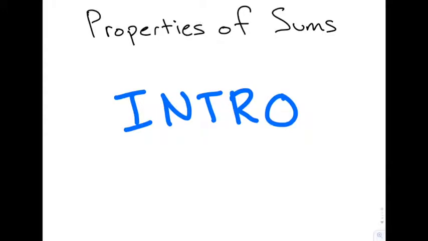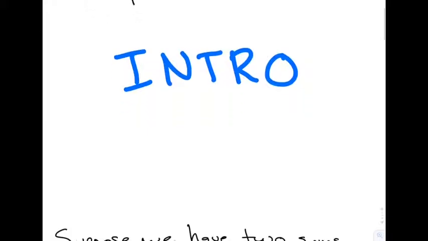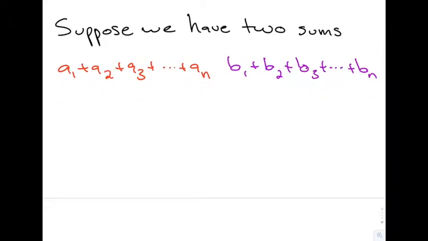Now that we're getting pretty familiar with sums, the idea of a summation, that we're summing over some sequence, indices, etc., let's look at some specific properties of sums. So suppose that we have two sums, a1 plus a2 plus a3 all the way up to plus an, and b1 plus b2 plus b3 all the way up to bn. Before we do anything, let's write these in terms of sigma.